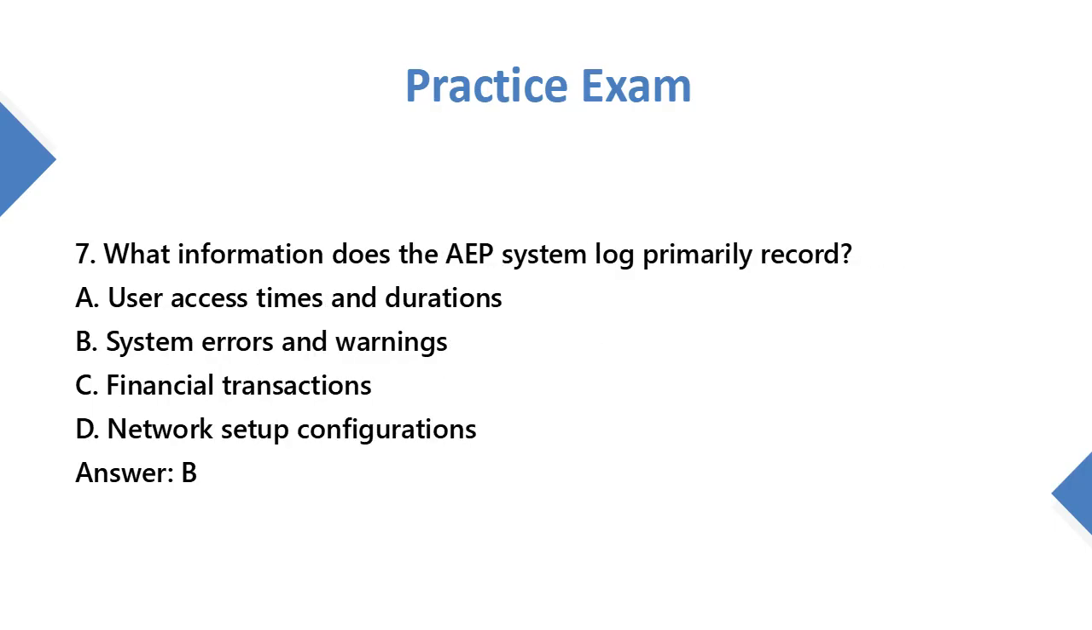7. What information does the AEP system log primarily record? A. User access times and durations. B. System errors and warnings. C. Financial transactions. D. Network setup configurations. Answer: B.